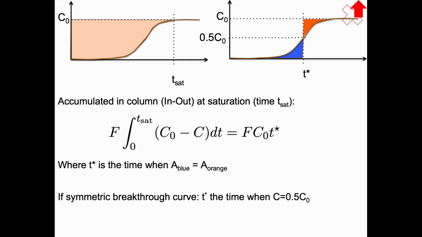And this is a quick way to get to the adsorption capacity of a column once you have the breakthrough curve. If, and only if, you have a symmetric breakthrough curve, then t star happens when the concentration is half of C0.